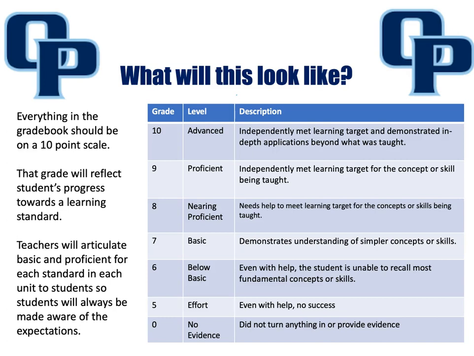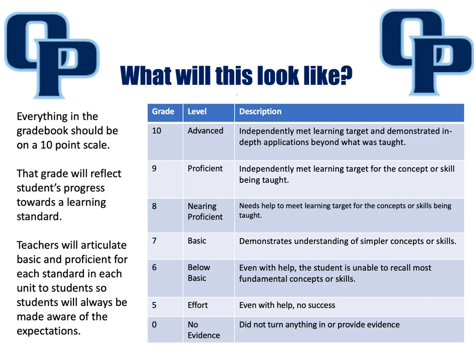So what's it going to look like? Everything in the gradebook should be on a 10-point scale. You can see the 10-point scale there. And that grade will reflect a student's progress towards learning that standard. So a zero on the 10-point scale means that the student did not turn anything in. They provided no evidence that they knew that standard. A 5 would be effort. So the student is trying.